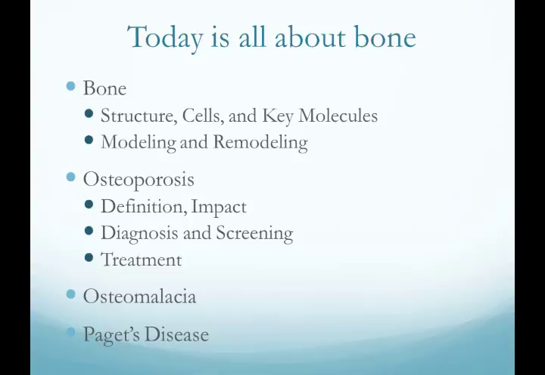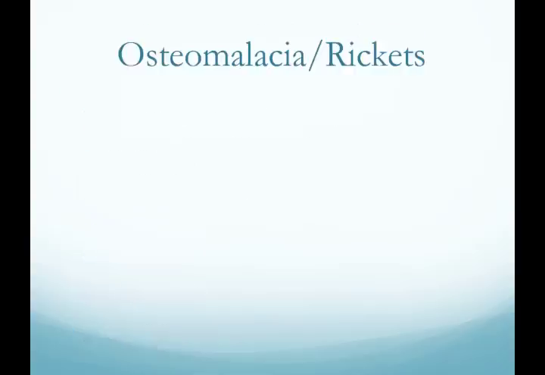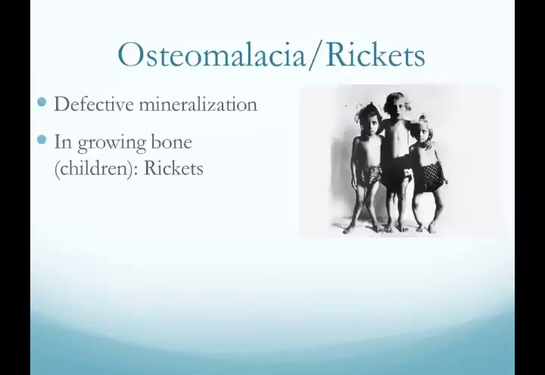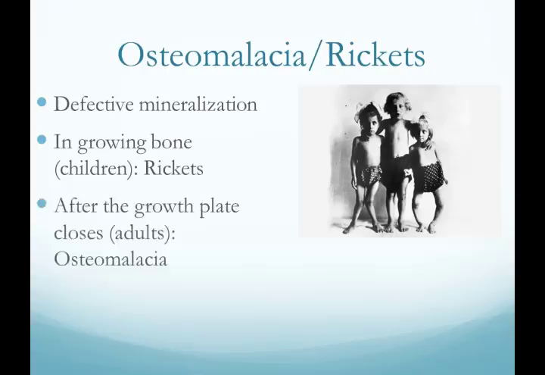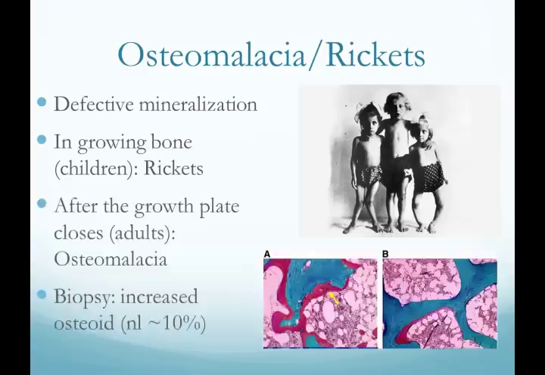So let's switch over and talk really quickly about osteomalacia. Osteomalacia is a defective mineralization of the bone. If it happens in children, we call it rickets. If it happens in adults, we call it osteomalacia. And you can see this is the osteoid.